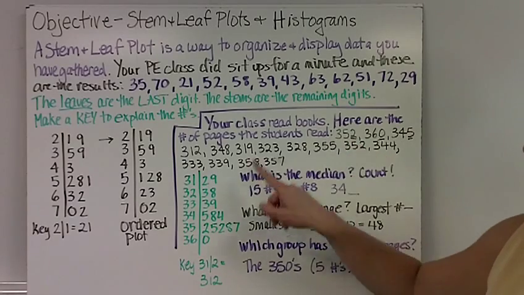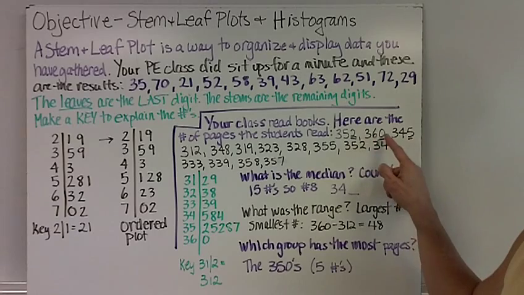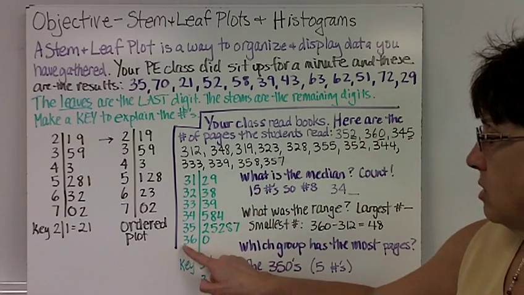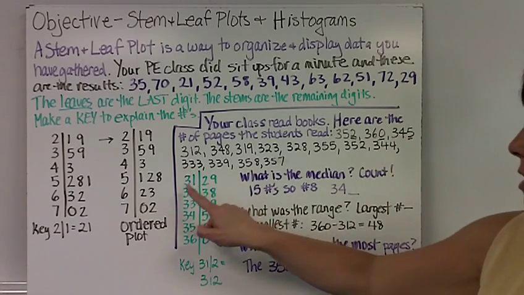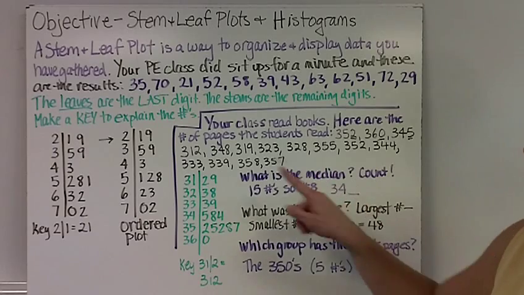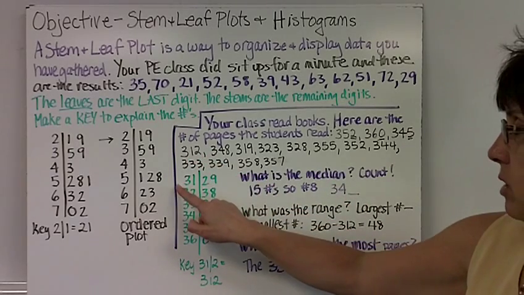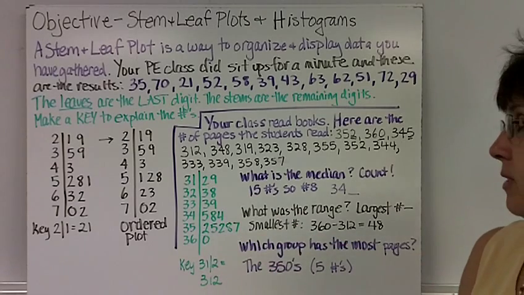So 352, I go to the 350 and I write down a 2. 360, I go to the 360 and I write down the 0. 345, 340 and I write down the 5. 312, I go to the 310, the first 2 digits, 31, and I write down the 2.